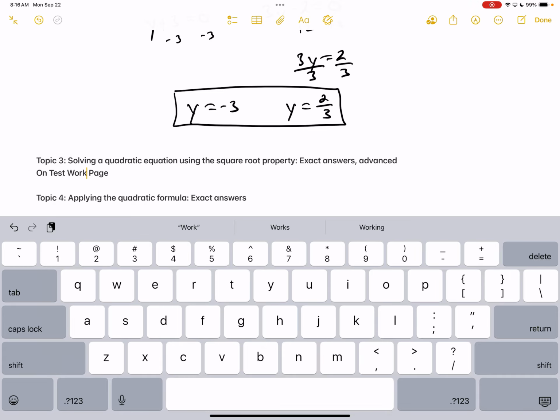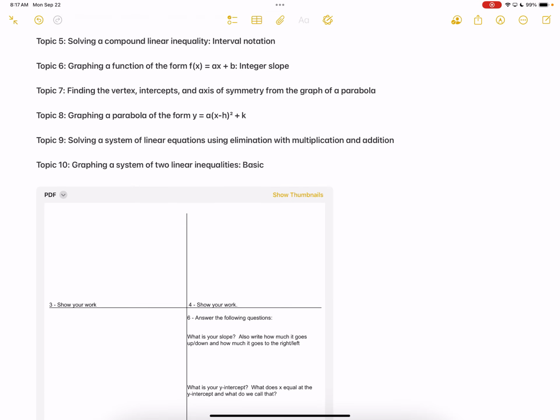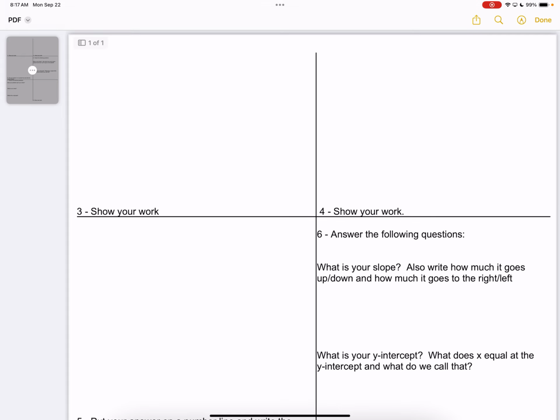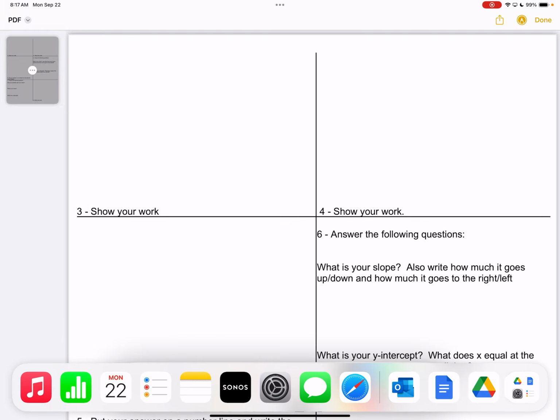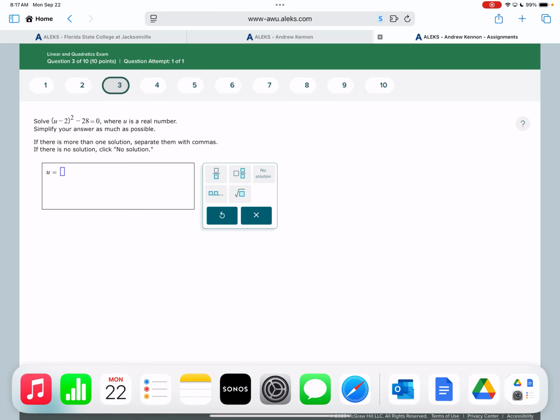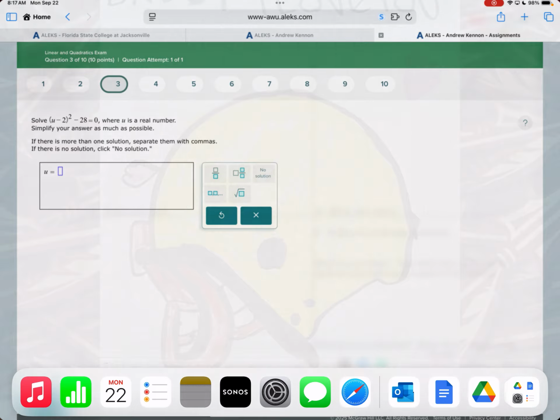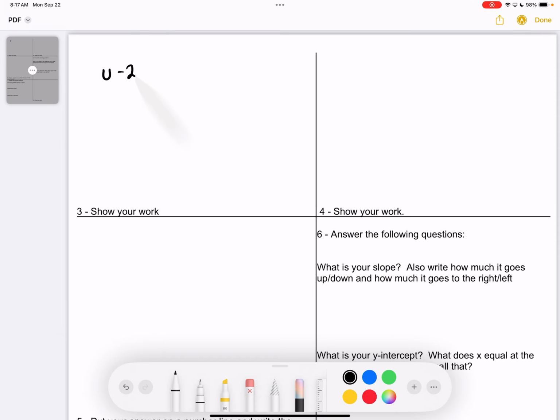So what I want you to do is pay attention to the numbers on this page. If it's 3, 4, 5, 6, 7, 9, most of them there at the end, I just want you to show your work on this problem right here. So what was it? It was (u minus 2) squared minus 28. Okay, so I want to see your work for this problem.